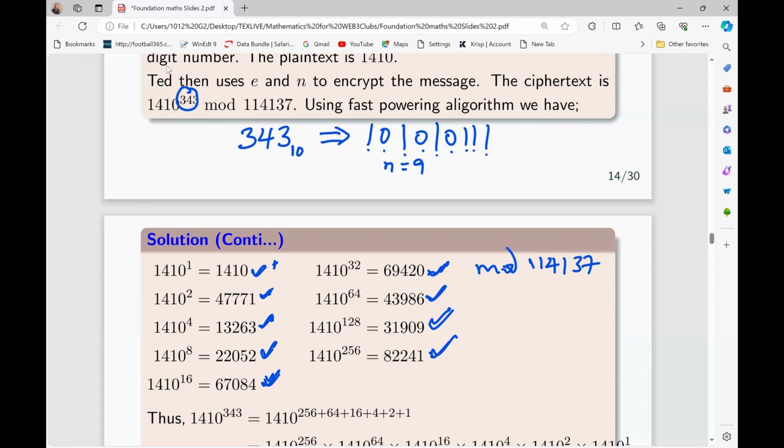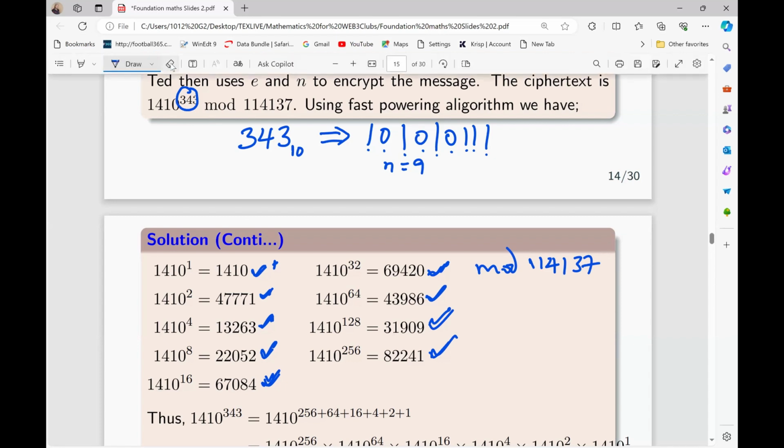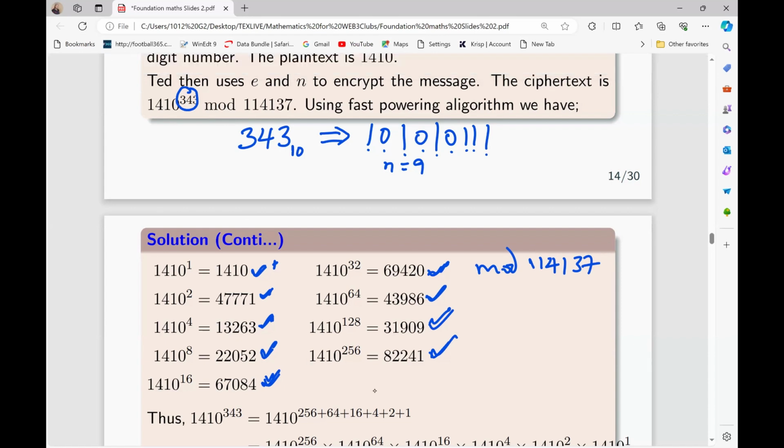So that's how we do the fast powering algorithm. And look at what I did here. How many have I added? I've added 1, 2, 3, 4, 5, 6. Yes, 1, 2, 3, 4, 5, 6.